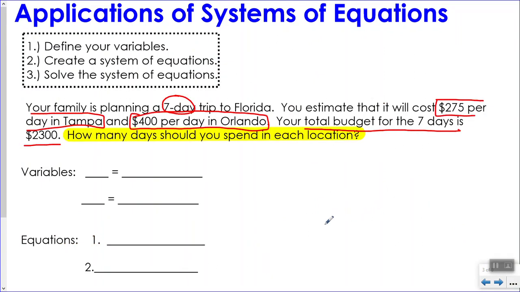Alright, so reading over this, there was lots of important stuff that we needed to know. The first is, how long is our trip? So our trip's going to be 7 days, and it looks like we're being asked about splitting our time between Tampa and Orlando. So we don't know how many days we're going to spend in Tampa or Orlando, so I'm going to say that x is going to be days in Tampa, and then I'm going to say that y will be my days in Orlando.